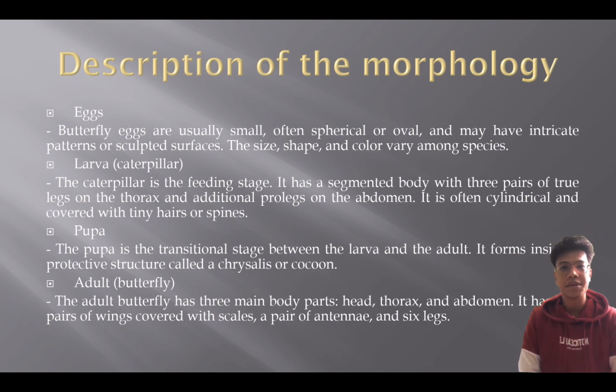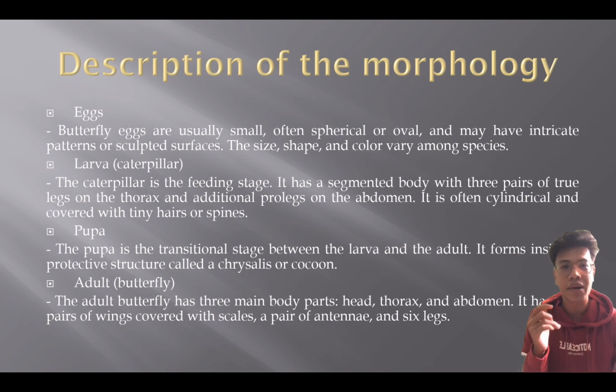In this slide, I will present about the description of the morphology. First one, when they are eggs, butterfly eggs are usually small, often spherical or oval, and may have intricate patterns or scalloped surface. The size, shape, and color vary among species.